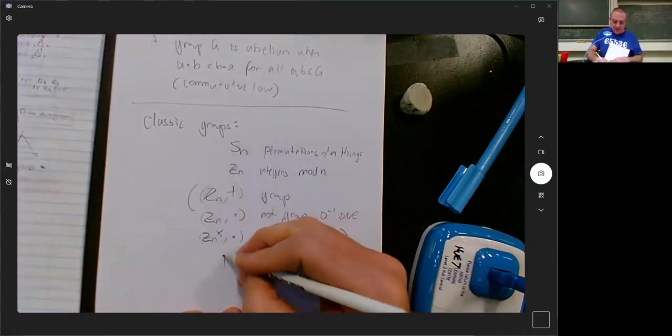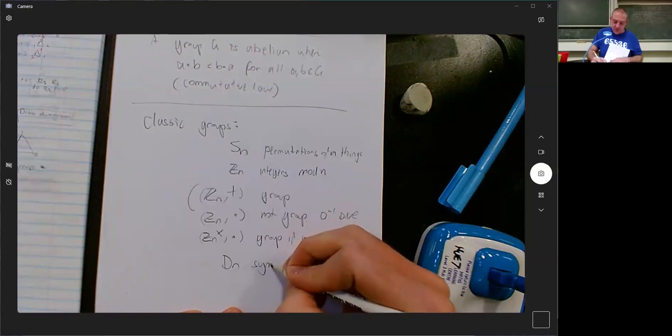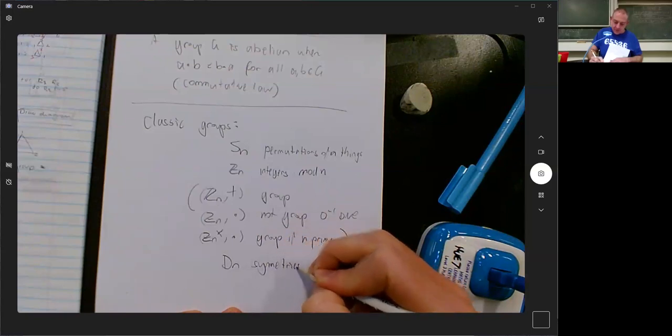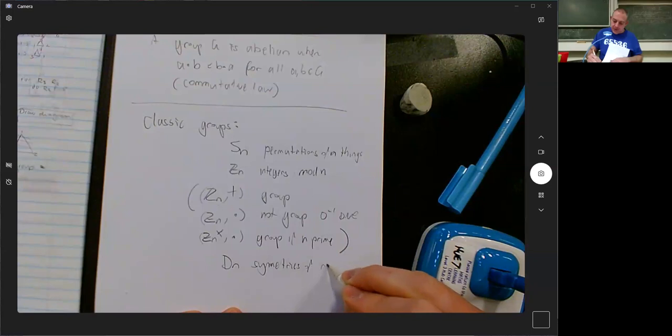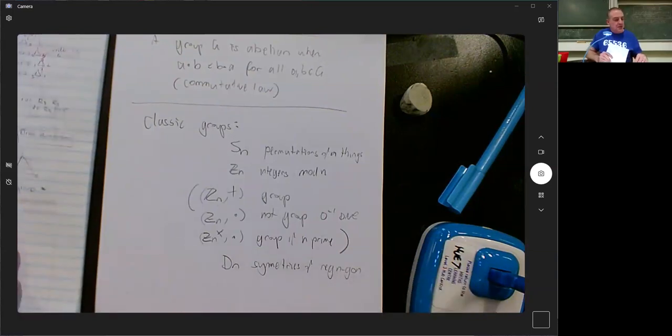Okay, and then there's the Dn, which is the symmetries of a regular n-gon. Okay, classic groups, cool, cool, cool. Oh, the Klein 4 group. What's it called? V4?